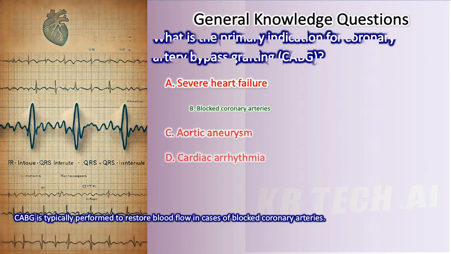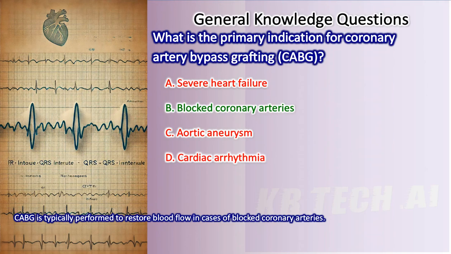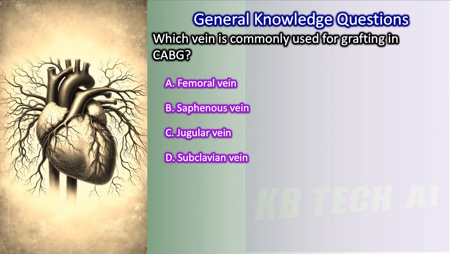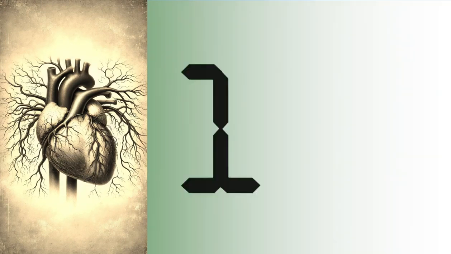The answer is Option 2. Blocked coronary arteries. Which vein is commonly used for grafting in CABG? Option 1. Femoral vein. Option 2. Saphenous vein. Option 3. Jugular vein. Option 4. Subclavian vein.